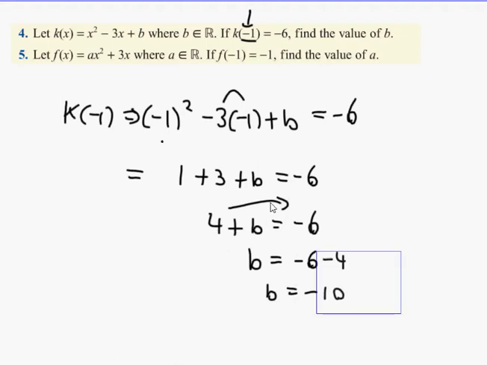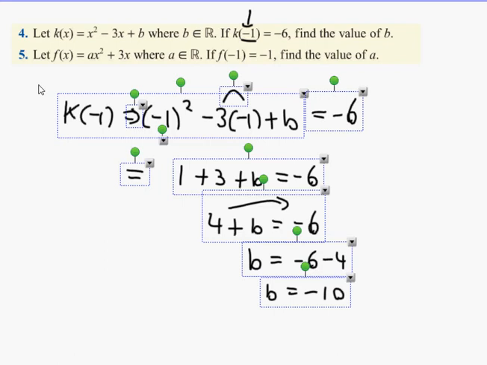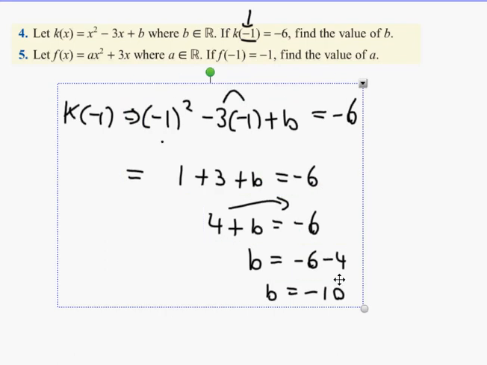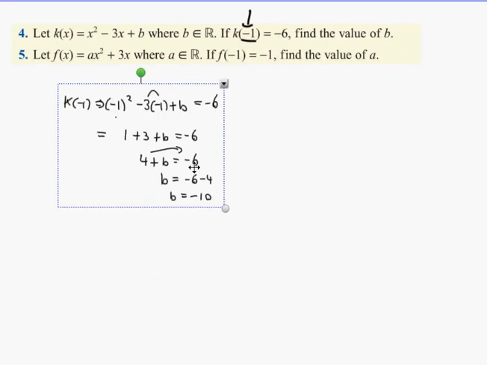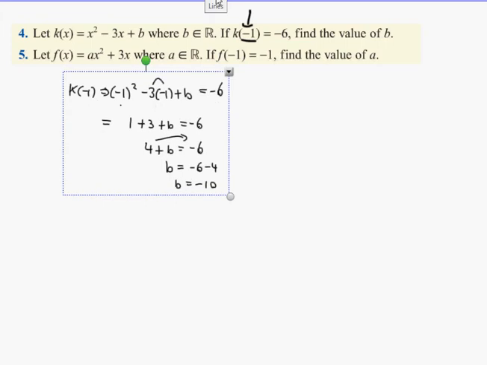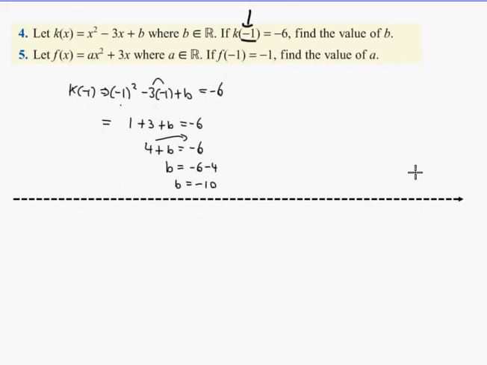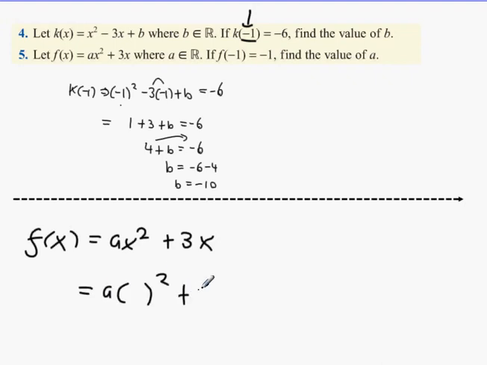Quite easy. Now, every question they're going to use a different letter, and they're also going to use a different function. Okay? Now, the next function is f of x. f of x is the function a times x squared plus 3 times x. It's basically the same thing as a times whatever your input is squared, plus 3 times whatever your input is. Okay?